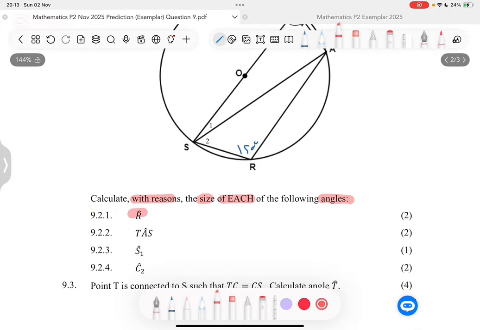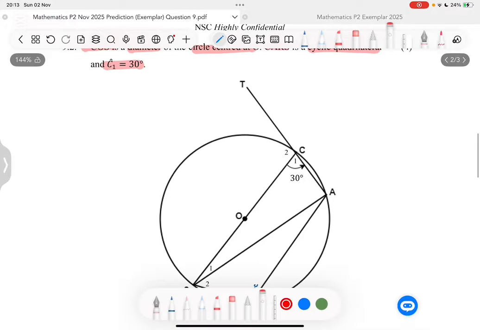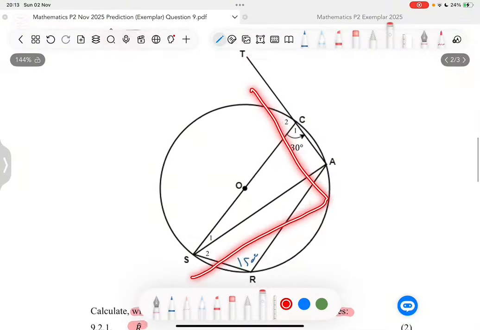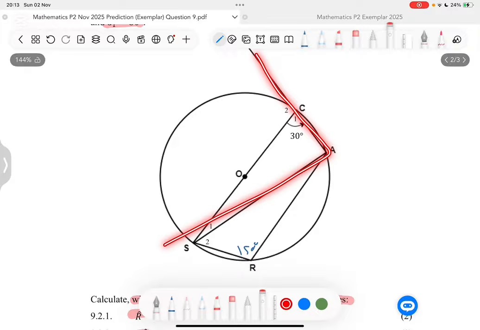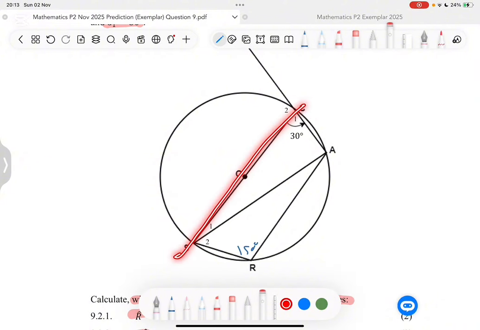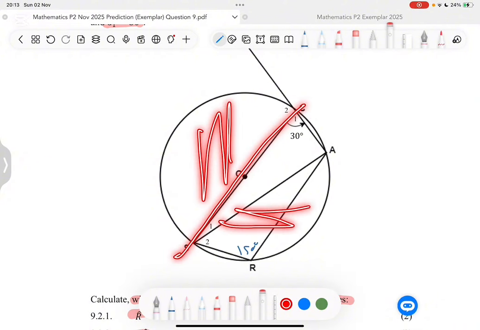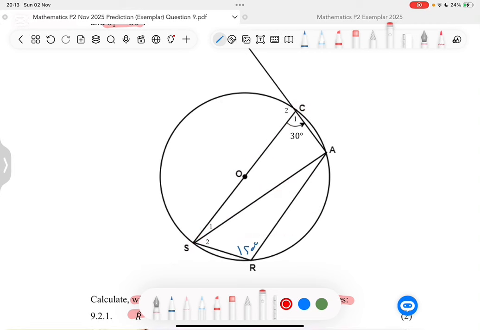The next question says find TAS, which is angle TAS. Angle TAS, it is this angle here. We have said that this is a semicircle. We have this half part being the same as that half part. And there is a theorem that says that if the diameter subtends an angle at the circumference of the circle, that angle must be 90 degrees.